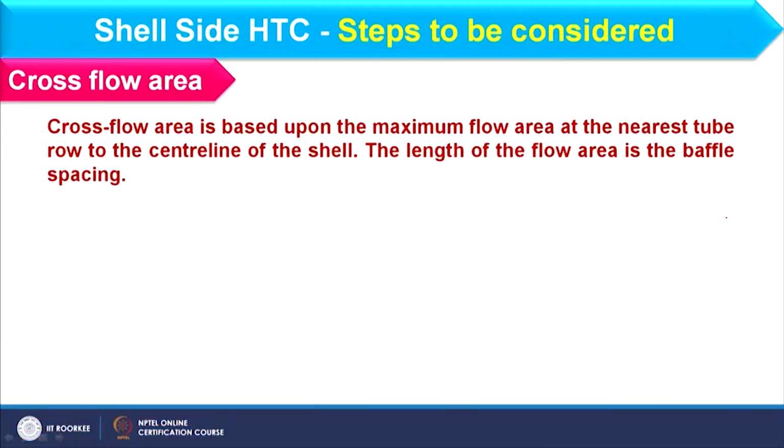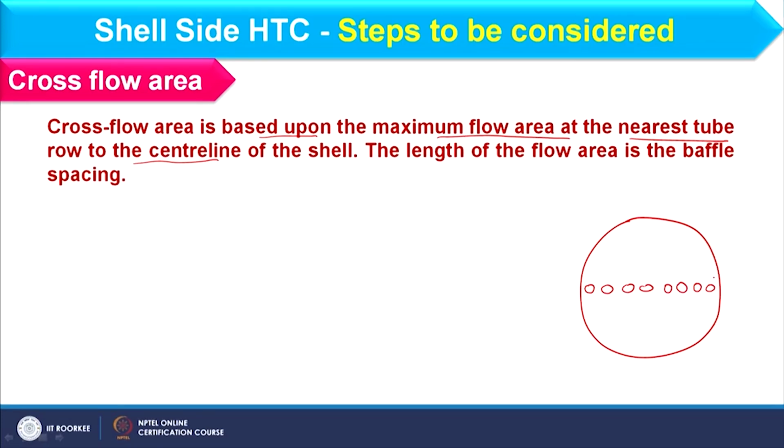Okay. So, here we will discuss the steps which are to be considered to calculate the shell side heat transfer coefficient using Kern's method, right. So, the first step is to find out the cross flow area. Okay. Now, what is that cross flow area? The cross flow area is based upon the maximum flow area at the nearest tube row to the central line of the shell. Okay. Now, if I consider the cross sectional view of the shell, here if I consider the central line, we can have tubes like this.